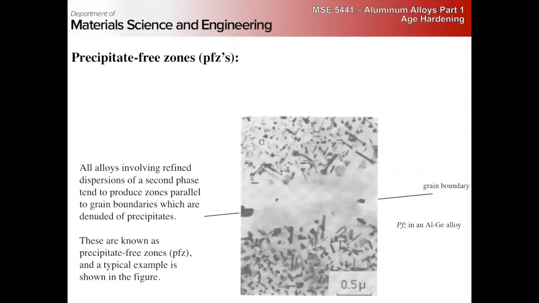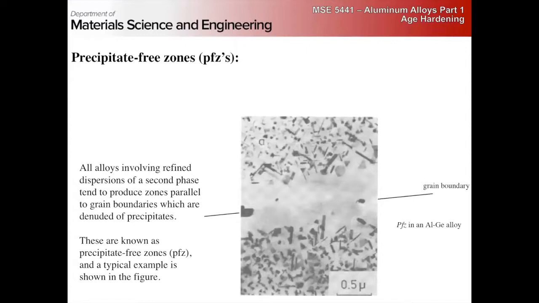Grain boundaries are vacancy sinks, right? So we said vacancies need to diffuse to the grain boundaries to be annihilated, right? So does it make sense that we have a lot of vacancies out here, but not so many vacancies here? So the width of this precipitate-free zone is going to be related to what?